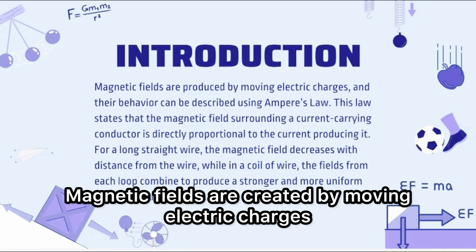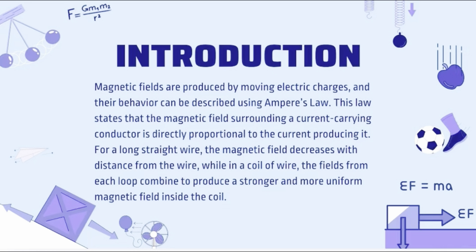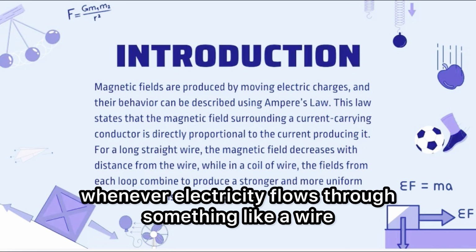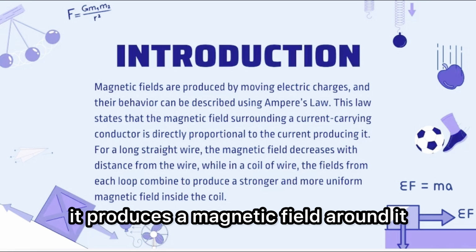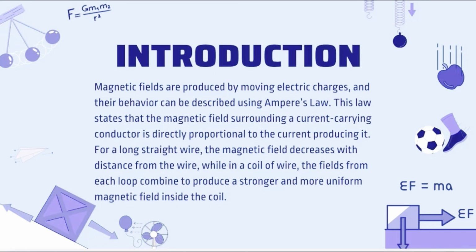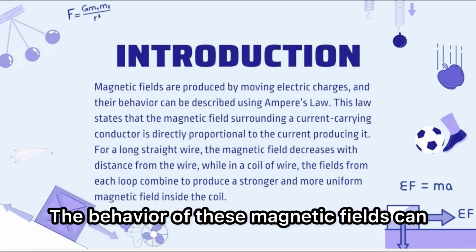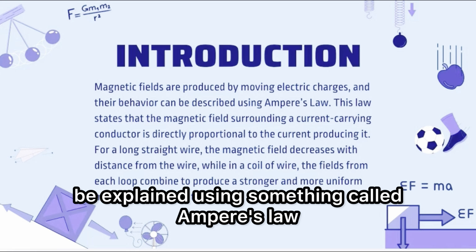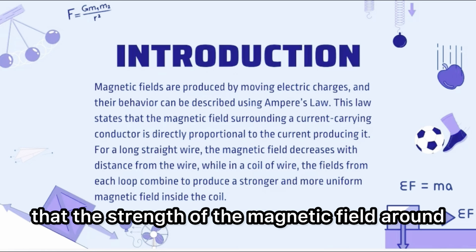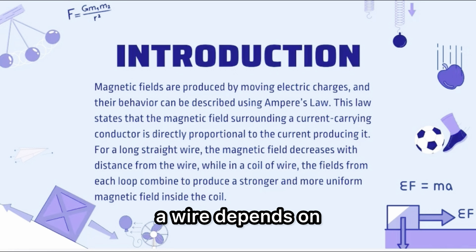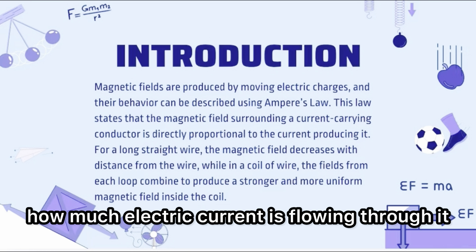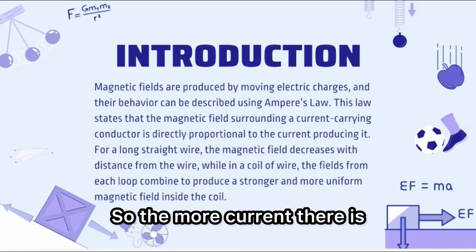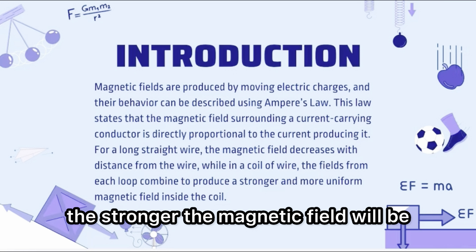Now let's go over the introduction for this lab. Magnetic fields are created by moving electric charges. In simple terms, whenever electricity flows through something like a wire, it produces a magnetic field around it. The behavior of these magnetic fields can be explained using something called Ampere's law. This law tells us that the strength of the magnetic field around a wire depends on how much electric current is flowing through it. So, the more current there is, the stronger the magnetic field will be.